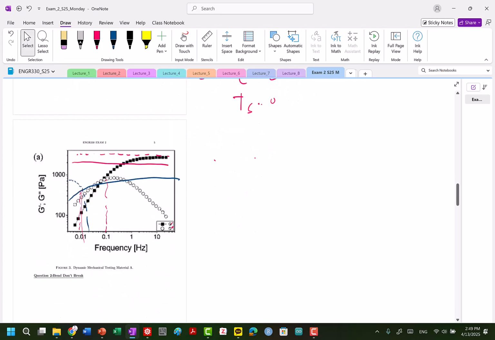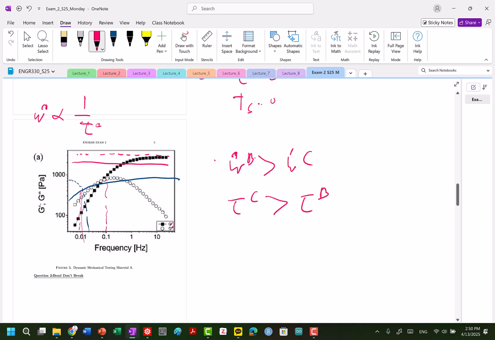Yes. So if I look at this, my omega for B is greater than my omega for C. And I know that omega star, because this is a relaxation frequency, is inversely proportional to my relaxation time, tau. So if I have a high omega, that means my tau is very small. So that means my tau for C will be greater than my tau for B.